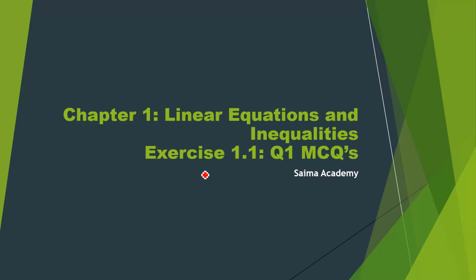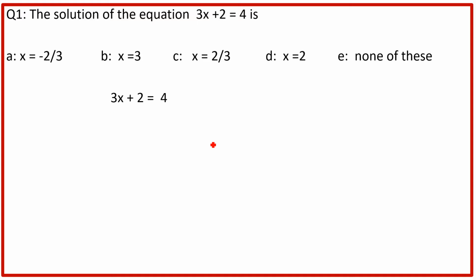Here we are going to start exercise 1.1 and question number 1, MCQs. The question is, the solution of the equation 3x plus 2 is equal to 4 is A, B, C, D, E, right? You have to solve the equation. Whatever rules we have discussed in the last 6 lessons, we have to apply here, and at the end we will find out which answer is correct.